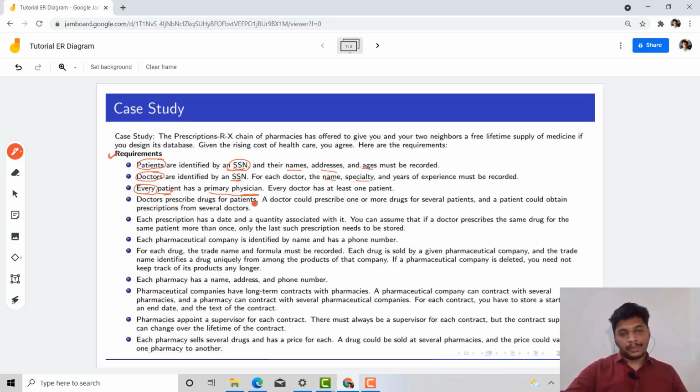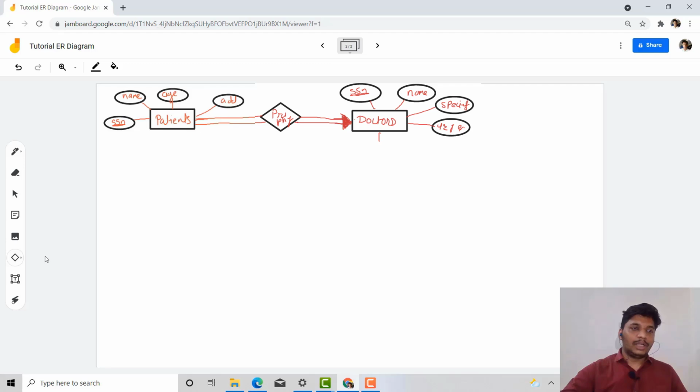Now doctors prescribe drugs for patients. So one more relationship between the doctor and the patient is prescribe. A doctor could prescribe one or more drugs for several patients, and a patient could obtain prescriptions from several doctors. So first we have to draw one diamond shape here. So the relationship between the doctor and the patient is prescribe.